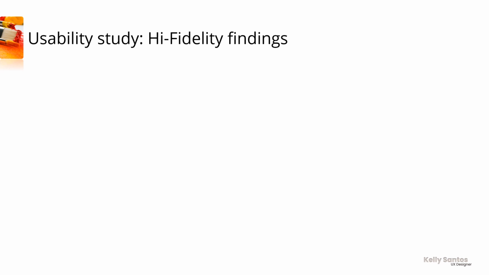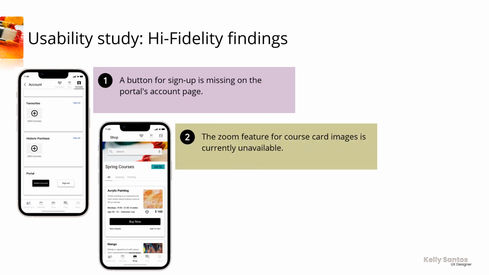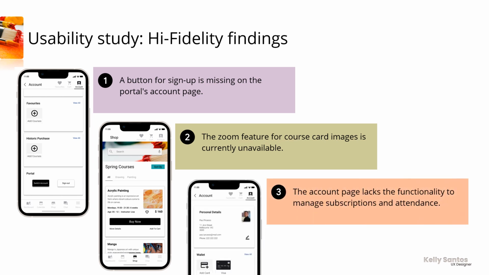Usability study. High-fidelity findings. 1. A button for sign-up is missing on the portal's account page. 2. The zoom feature for course card images is currently unavailable. 3. The account page lacks the functionality to manage subscriptions and attendance.